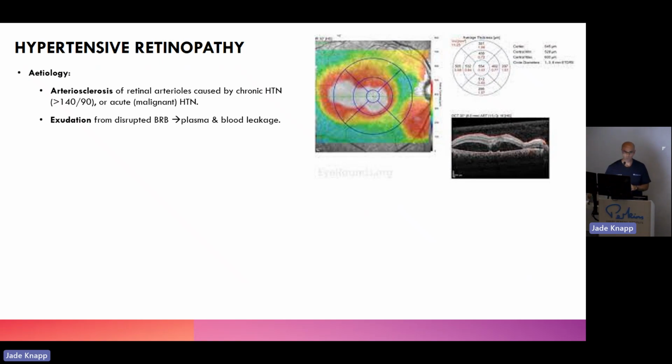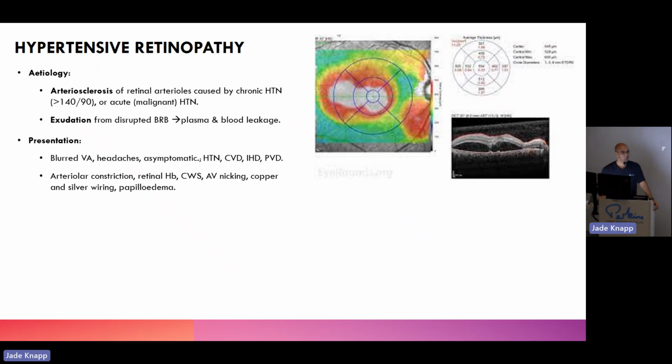So let's quickly go through more or less everything I've just said. What's the etiology here? Well, it's arteriosclerosis, either from sustained long-term systemic hypertension or from acute and suddenly very, very high blood pressure, which can ultimately lead to exudation, leakage of fluid from a disrupted blood-retinal barrier. That's what BRB is, blood-retinal barrier. So normally there's a barrier that separates retinal blood vessels, as I've said, from leaking, a bit like the blood-brain barrier. So as a result, that gets disrupted and you get leakage of blood and plasma.